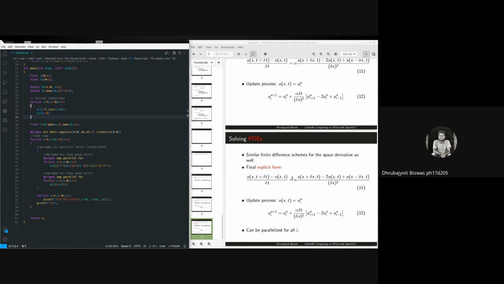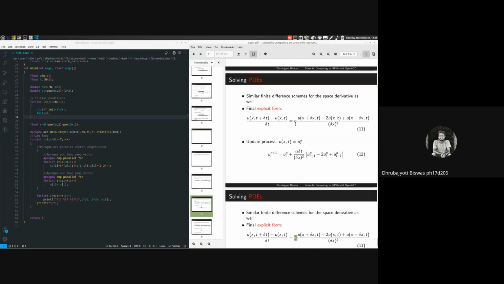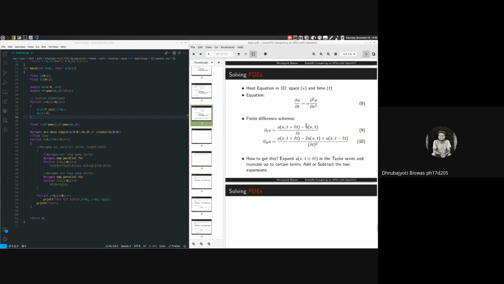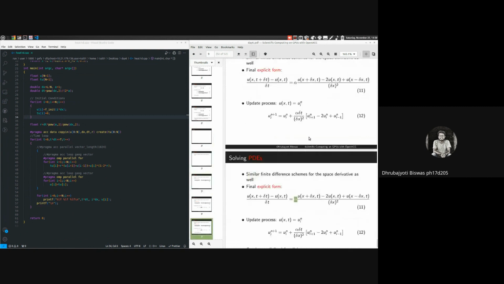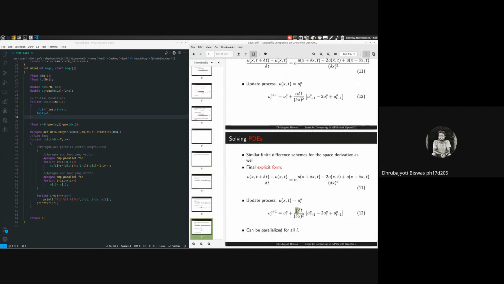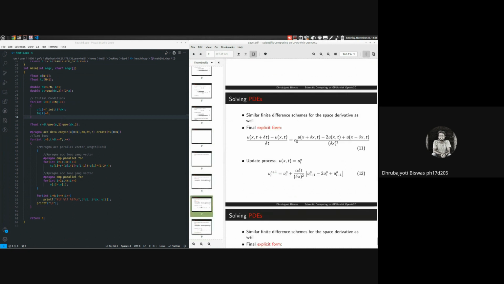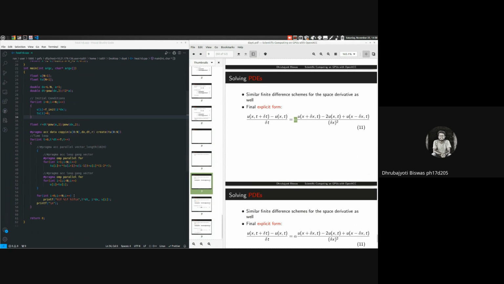Okay, sorry, I think I have made a mistake. This is not alpha here. This is stored as alpha squared. I think I made a notation error. But anyway, this should be alpha squared, not alpha. I will correct this before I upload the slides. So it is alpha squared times dt by dx squared.